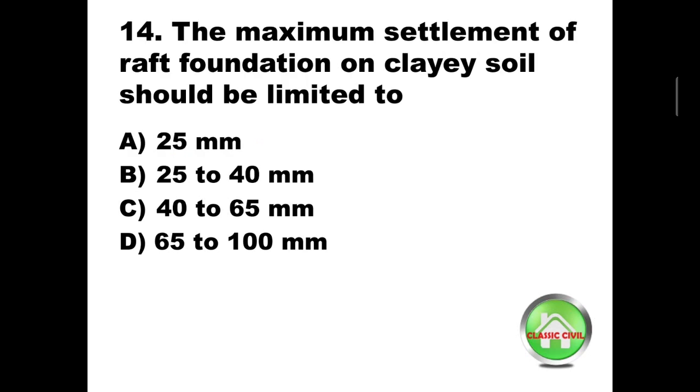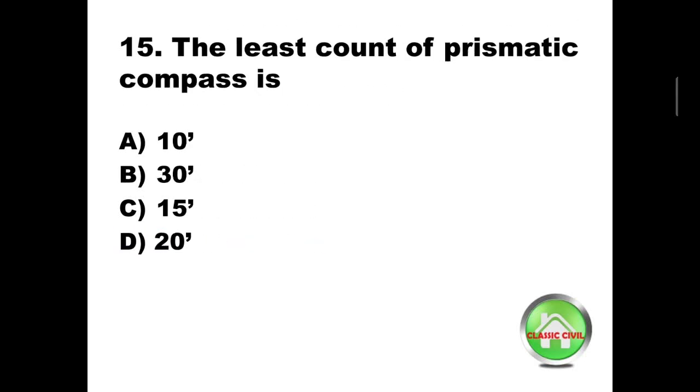Question number 14. The maximum settlement of raft foundation on clayey soil should be limited to option A, 25 mm, option B, 25 to 40 mm, option C, 40 to 65 mm, option D, 65 to 100 mm. The maximum settlement of raft foundation on clayey soil should be limited to answer is option D, 65 to 100 mm.